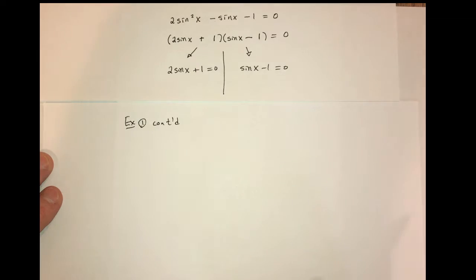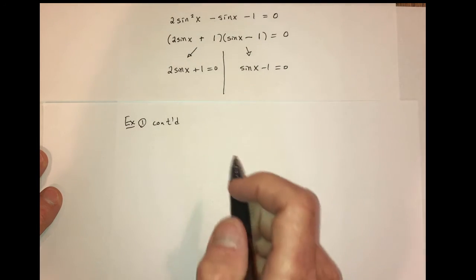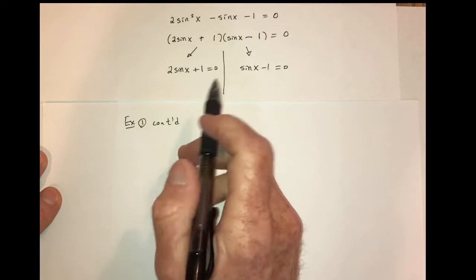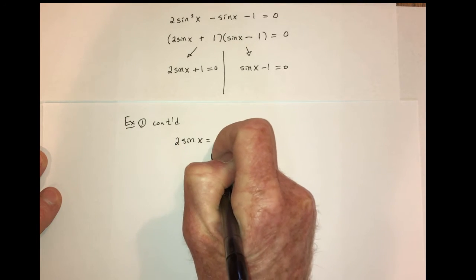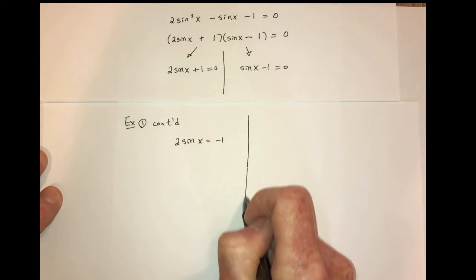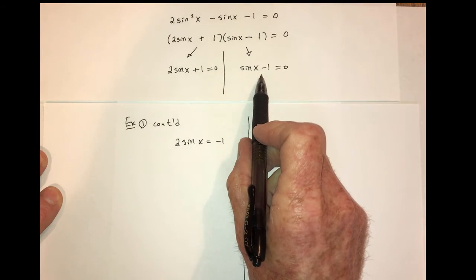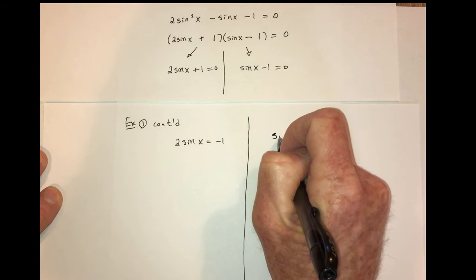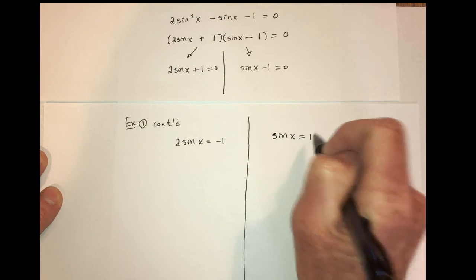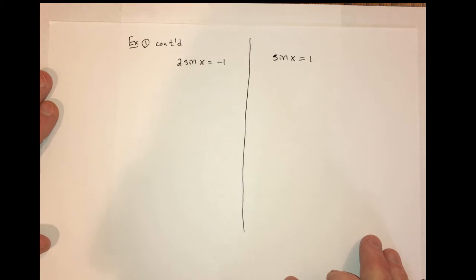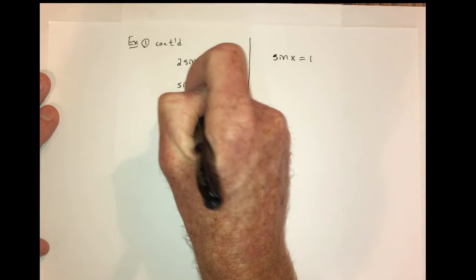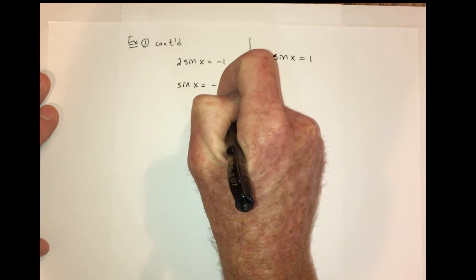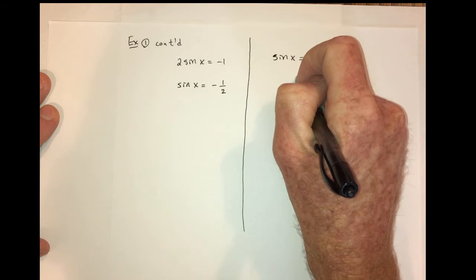Then continue on another page. So with this one, you could subtract 1 from both sides. 2 sine of x equals a negative 1. And for this one, you could just add 1 to both sides. So there's the two equations. With this one, just divide by 2 on both sides. Sine of x equals negative 1/2. And this one was already done.